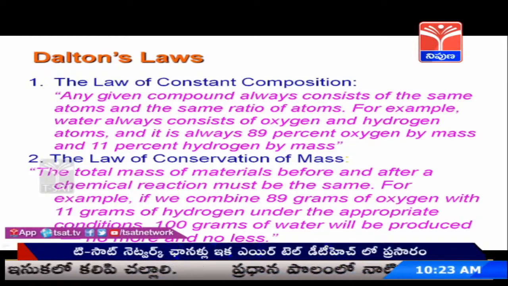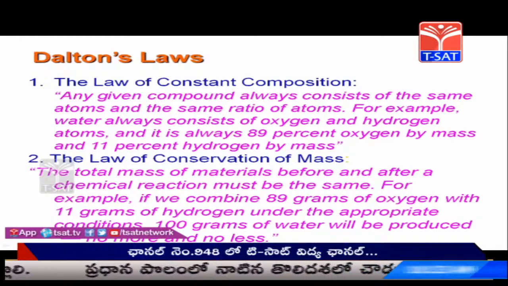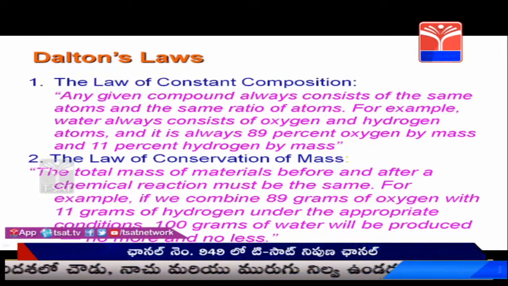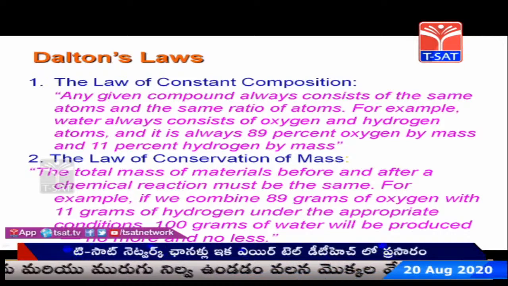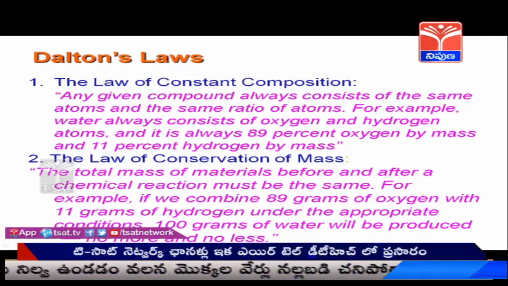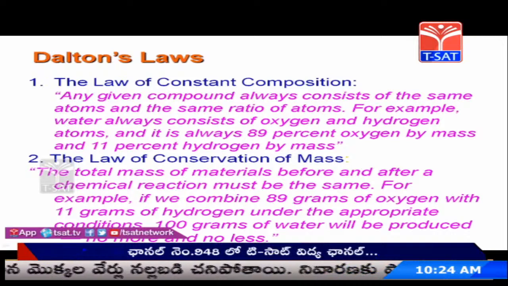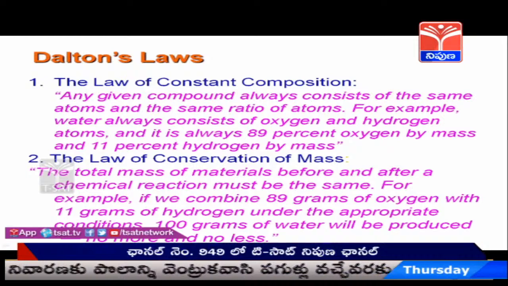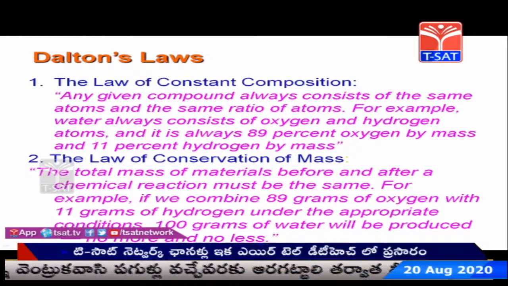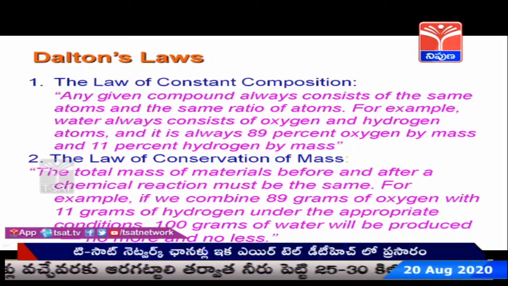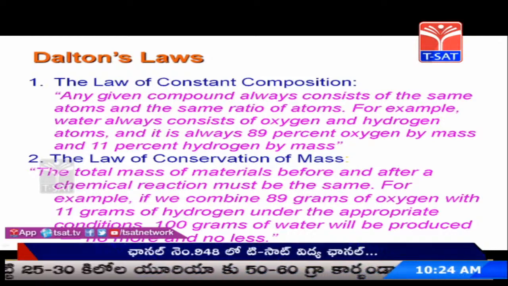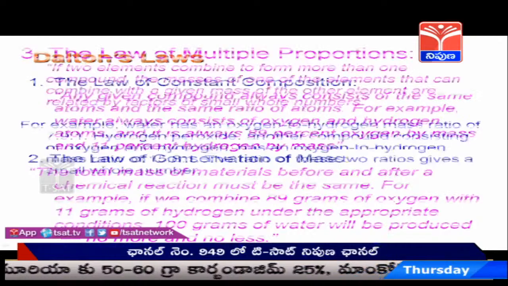The second law: conservation of mass. The total mass of materials before and after a chemical process must be the same. No new substance will be added during a chemical process. If we combine 89 grams of oxygen with 11 grams of hydrogen under the appropriate conditions, then exactly 100 grams of water will form.